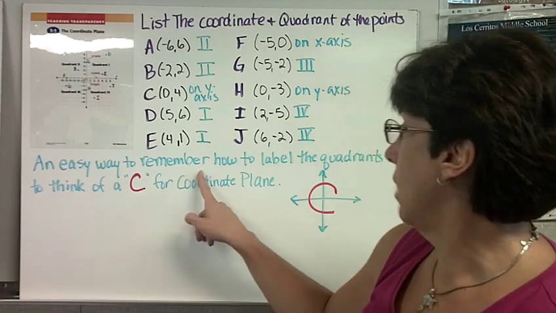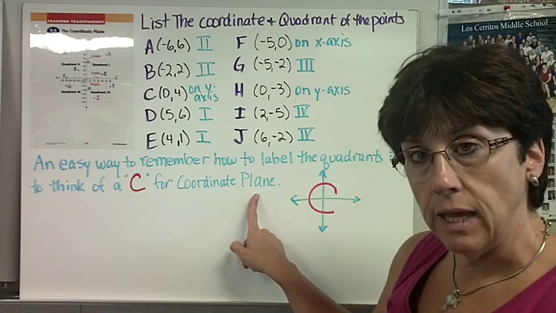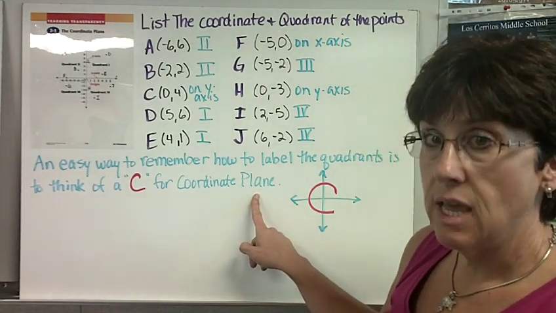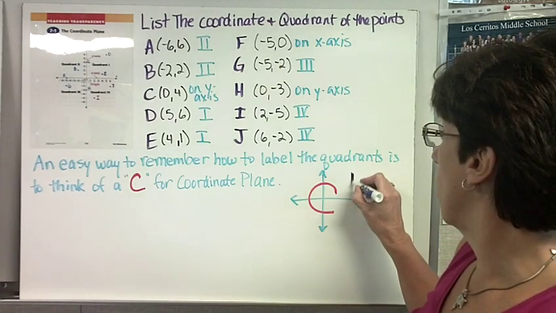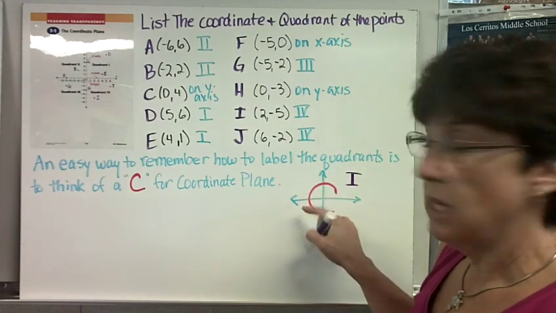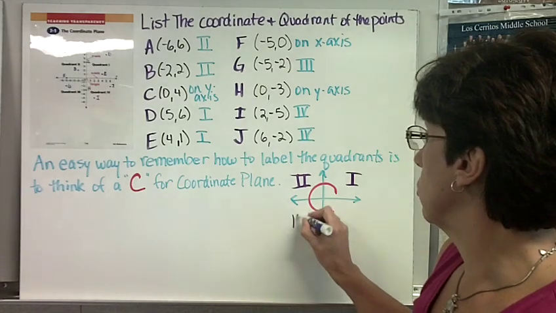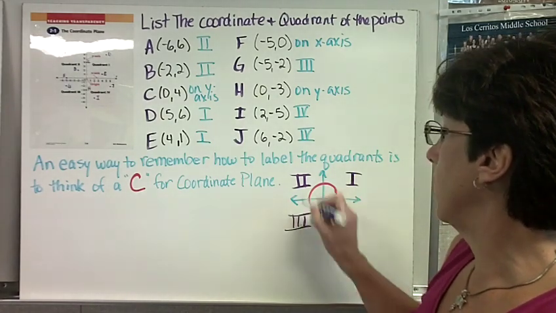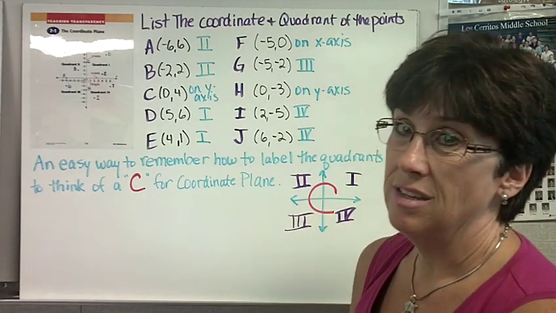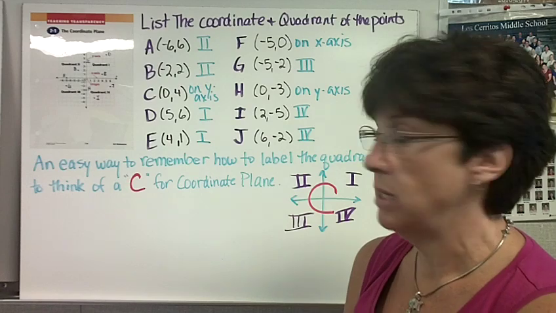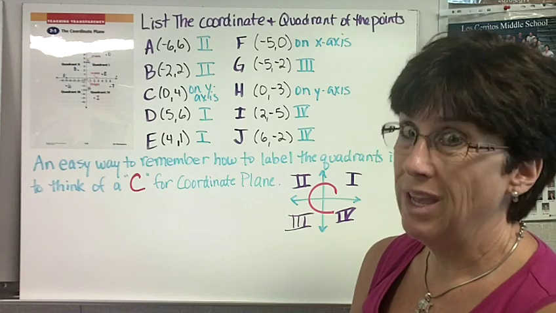An easy way to remember how to label the quadrants is to think of a C for coordinate plane. And they're labeled the same way you would write a letter C. So you start the C in this quadrant. So it's quadrant 1. Then you would move to the left. So here's quadrant 2. Then you would move down. So here's quadrant 3. And finally you'd end up over here in quadrant 4. It is not clockwise. We do almost everything clockwise, but the coordinate plane was made up before we had clocks.